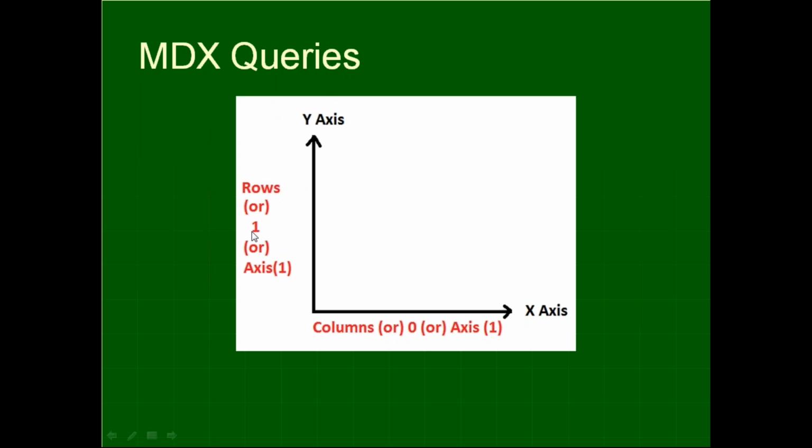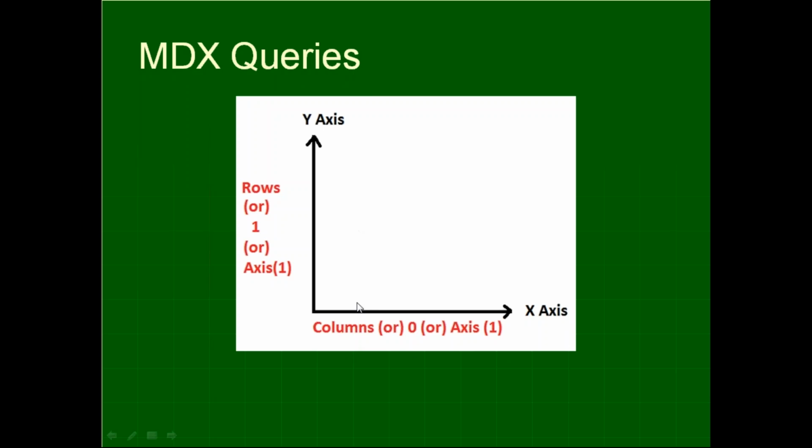It is also known as axis one in MDX. Say you drag and drop one field here, for example, country. You can drag and drop country onto the rows, or you can have sales amount on the columns. Either you can say columns, or you can say zero, or you can say axis zero. Okay, remember x-axis means columns.